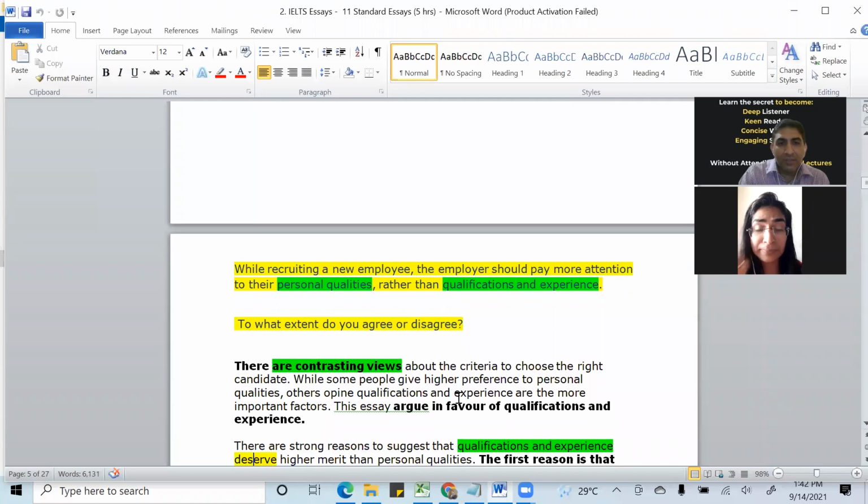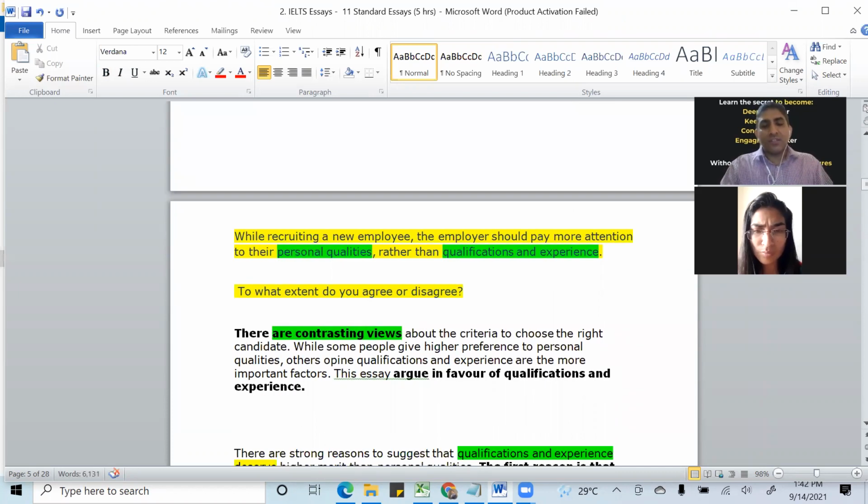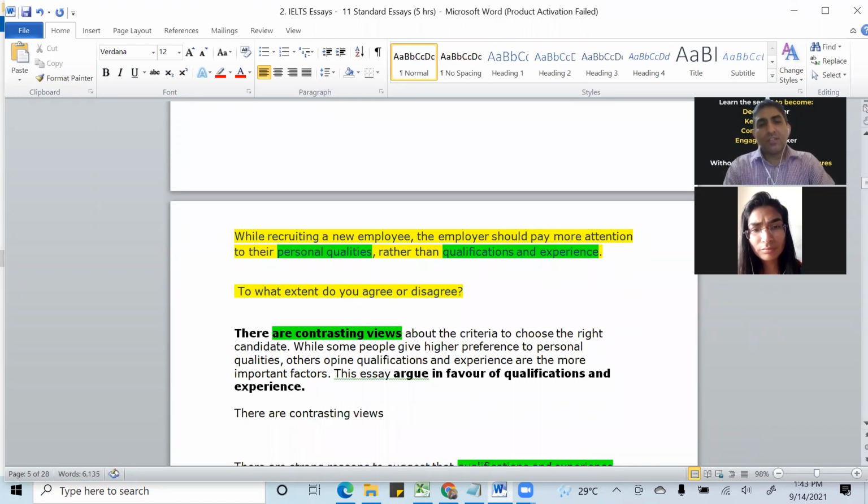Now let's look at these phrases. "There are contrasting views." This is one phrase which can be used in any essay. For example, there are contrasting views about the criteria to choose the right candidate. You can always use this as the starting point. Let me write down a few more phrases which could be used in such a situation. There is one more way of depicting a little bit of division.